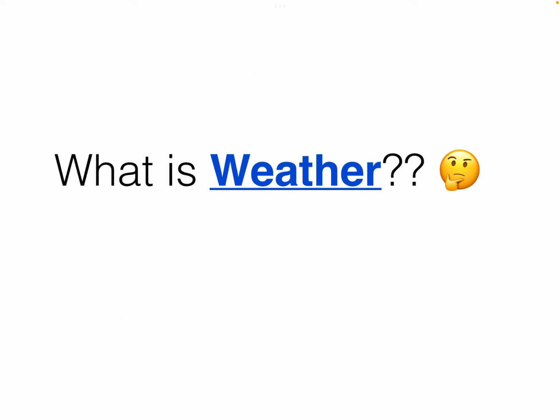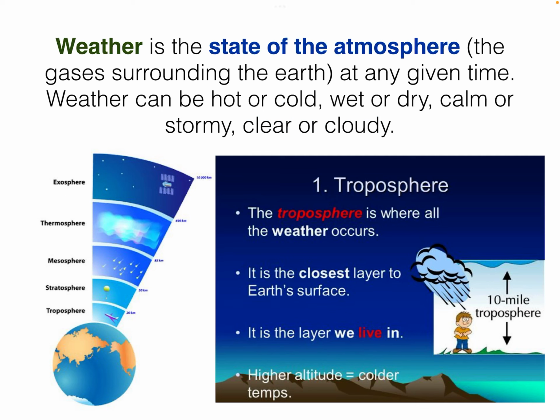Okay, so what is the weather? We know what it is, but how do you explain it to somebody? The weather is the state of the atmosphere at any given time. Now, you're looking at the picture on the left and that's the earth that we're living on. Our earth is surrounded by a load of gases, and those gases protect our earth. Our gases include oxygen and nitrogen and carbon dioxide and methane. So we're surrounded by a big blanket and layer of gases. That atmosphere protects the earth.